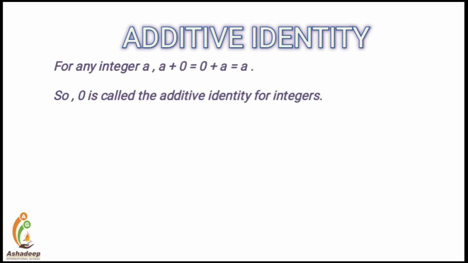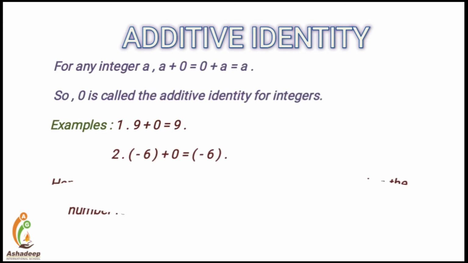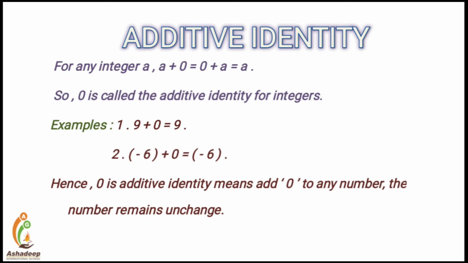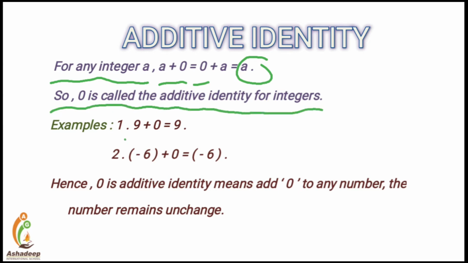Next is additive identity. It means for any integer a, a plus 0 or 0 plus a is equal to a. It means if we add 0 to any number, the result will be the number itself. So we can say that 0 is called the additive identity for integers.